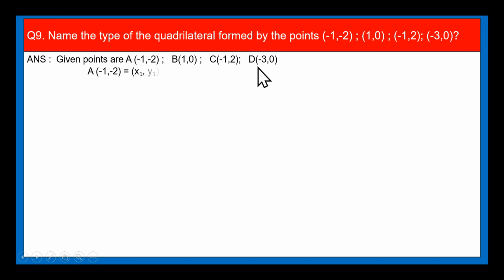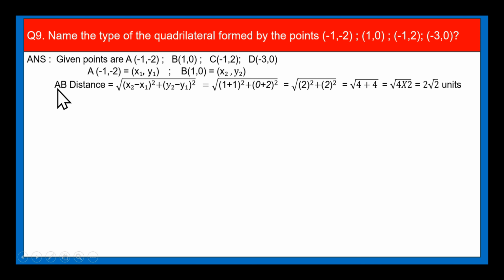And now let us consider the first 2 points A and B. The coordinates of A (-1, -2) will be x1 and y1, and the coordinates of B (1, 0) may be x2, y2. Now let us find the distance AB.